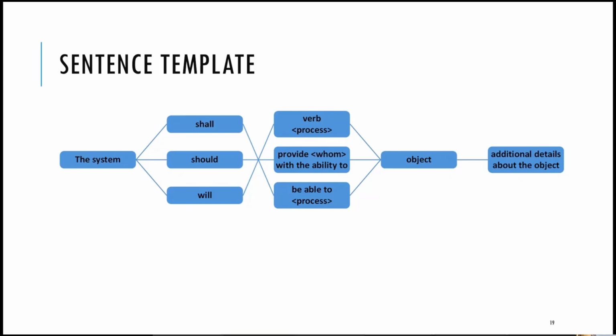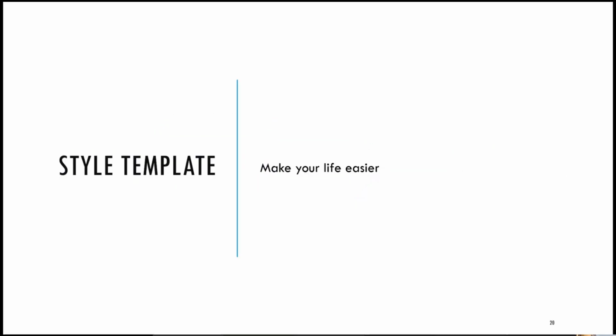When I'm using this sentence template, one example could be: the system should provide me with the ability to identify the top products the company is selling. That's a way to phrase a sentence template, no, a requirement. I have no picture of a style template because I don't have anything particular in mind, but use them.